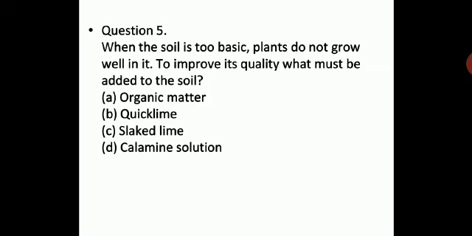Question 5. When the soil is too basic, plants do not grow well in it. To improve its quality, what must be added to the soil? Organic matter, quick lime, slaked lime, calamine solution. So you have learned about neutralization in everyday life, and you know you require an appropriate amount of acidic substance or a basic substance in soil. Soil should be neutral, more or less, as you all know. To improve its quality, what must be added to the soil?